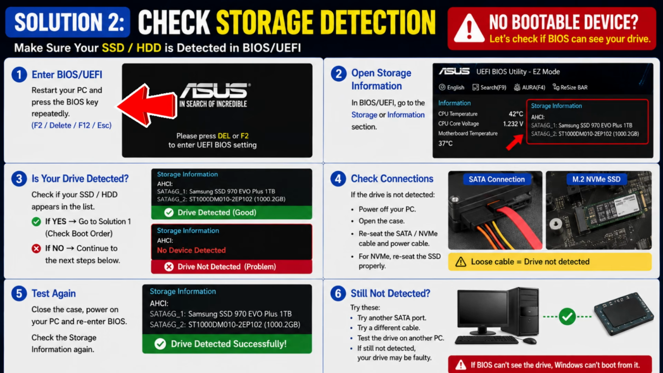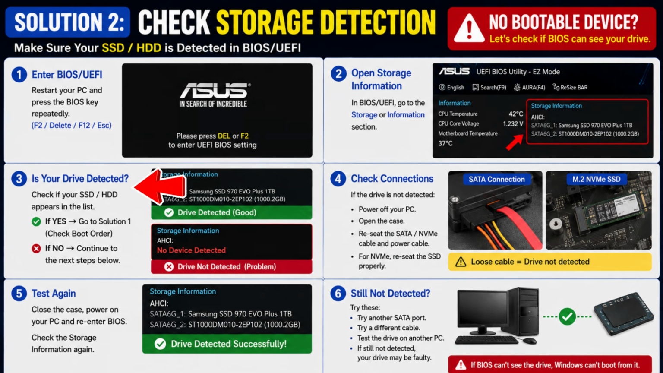It's very simple. You have to restart your PC again and press your BIOS key, like F2, Delete, F12 or Escape, and then open the storage information. You will find it on the right side of the BIOS, as you can see on the computer screen. After that, you can see whether your drive is detected or not. If it's detected, then it's good to go.